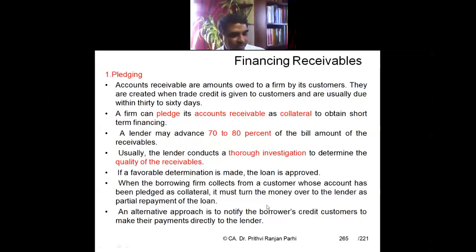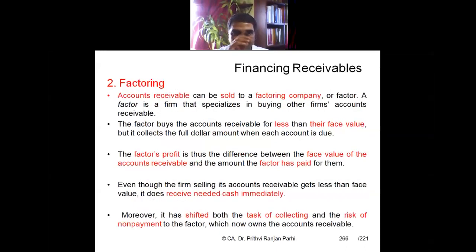Did you understand this? What is pledging? Yes, sir. Okay, pledging means you offer security. Here the debtors' details are offered as security and a loan is advanced by the lender. Right? This is called pledging.